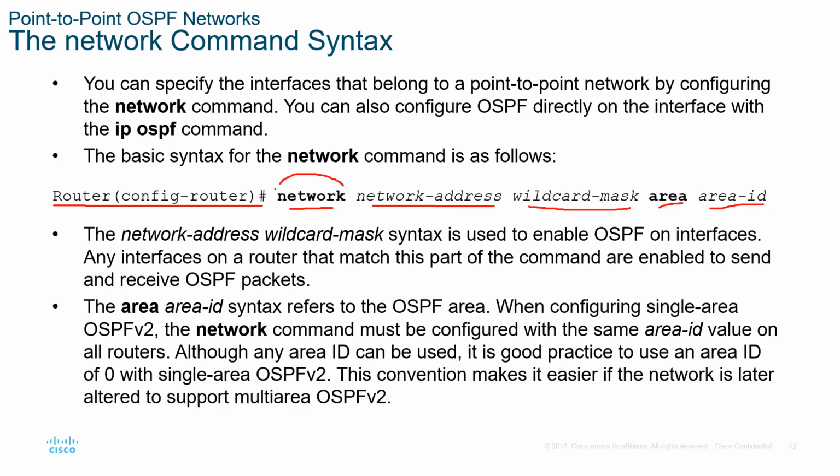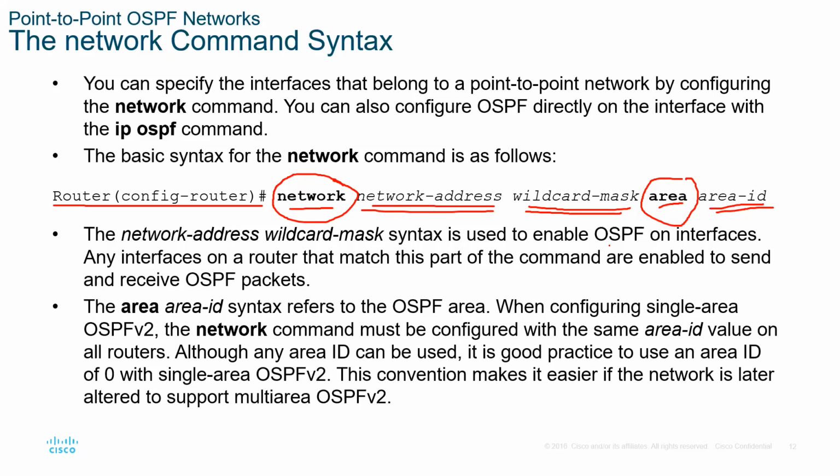So you see the network that I do in bold here is a command. Then you see the ones that are in italics are values I am going to put. This is a command, then this is a value I'm going to put. So the network address wildcard mask syntax is used to enable OSPF on interfaces. So any interface on a router that matches this part of the command is enabled to send and receive OSPF packets. So the area ID syntax actually refers to the OSPF area, whether area 0, area 1, area 10, whatever area that you want to use.